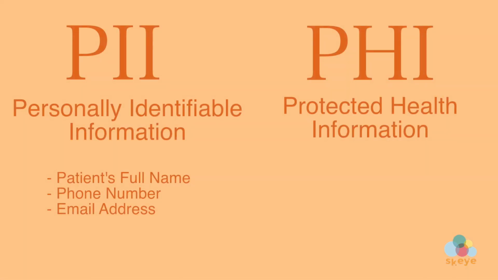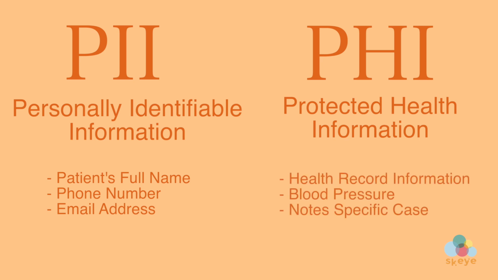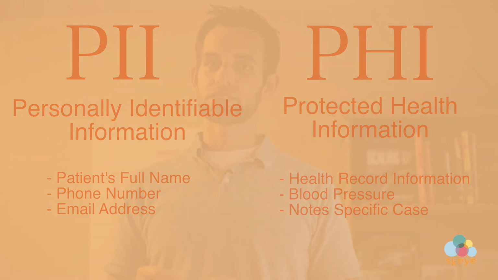PII would be anything that is patient's full name, so first and last name, their email address, their phone number. PHI is information on a particular, like the patient's blood pressure or notes that were taken from their health records. You are allowed in some cases to talk about the particular procedure that someone underwent. For example, if someone got new veneers, you would be allowed to mention that they have a fantastic new smile from your practice. That could fall into PII.